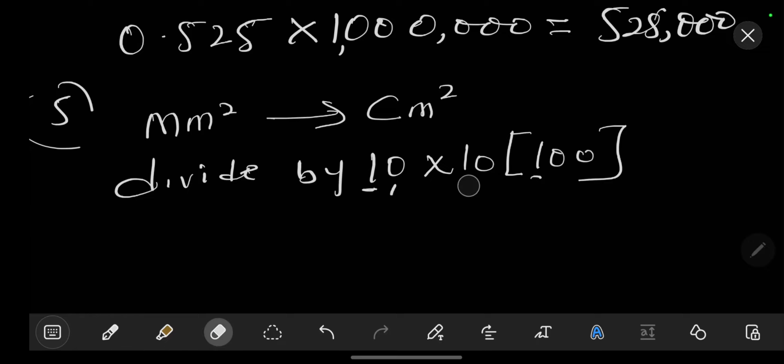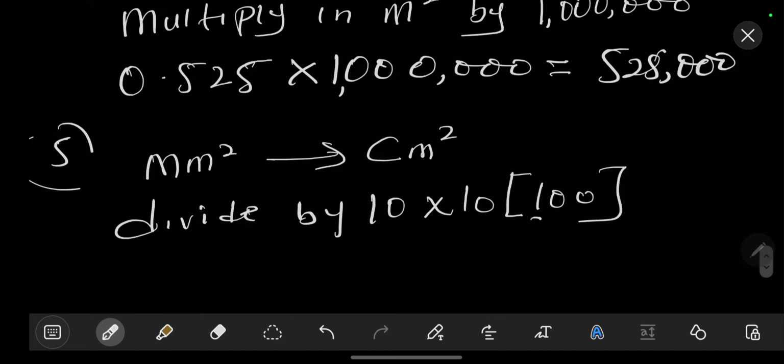Now the next thing you've got to do is this. Suppose you were converting from millimeter rather to centimeter. You only have to divide by 10, only one of the tens. But since you're dealing with millimeter square, see that now? You need to double your 10. So that will now give you 10 times 10, which is 100. So always know that a square is a double of whatever number you are having.